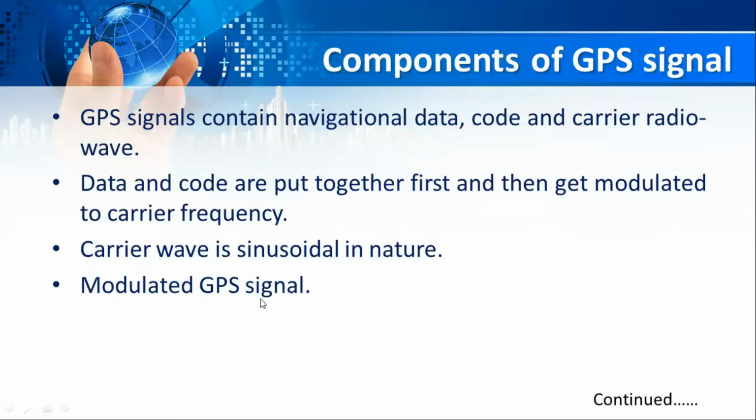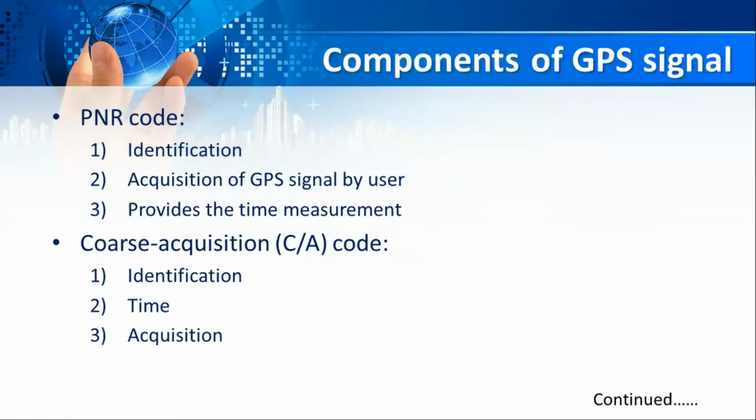Now, what are the basic components, and how do these signals actually work? There are three basic components of the GPS signal. One of them is the PRN code, and the components are the PRN code, the coarse acquisition code, and the navigation data. These three components are there in the GPS signal.